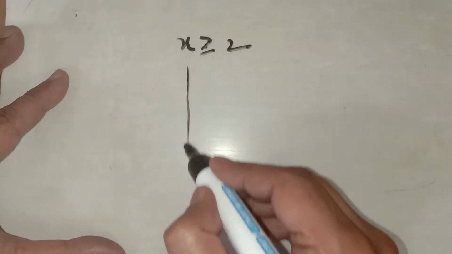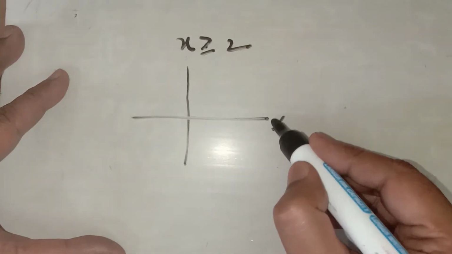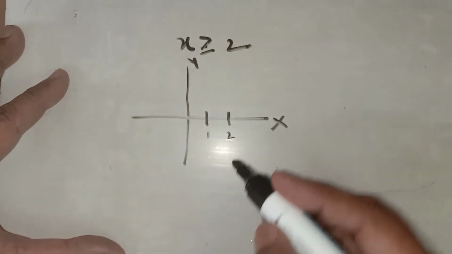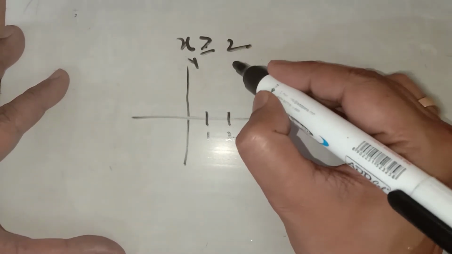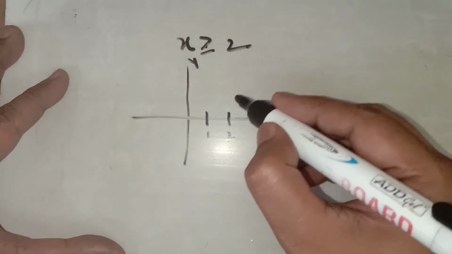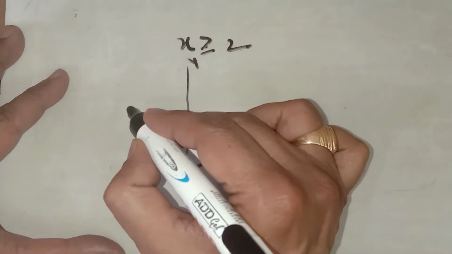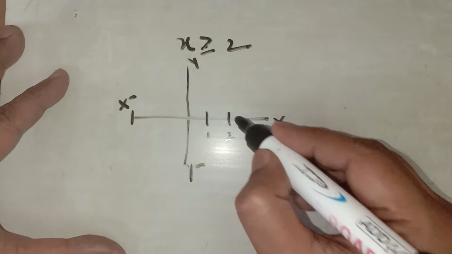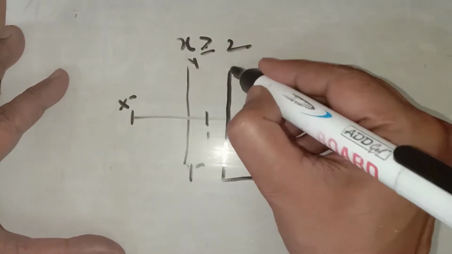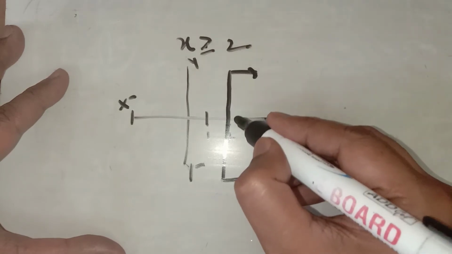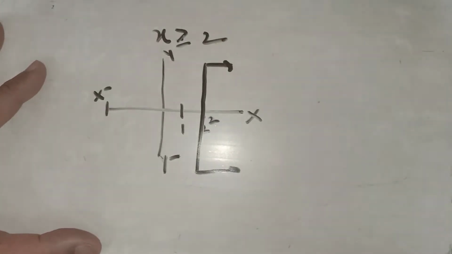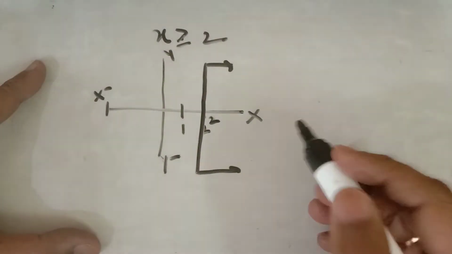You have to simply draw the rectangular coordinate system, 1, 2, 1, 2, and x greater than or equal to 2 means the value of x is to the right of the y-axis. This is the negative y-axis, this is the negative x-axis. Draw a line at x equal to 2, and the solution lies to its right. A single variable you can draw like this.